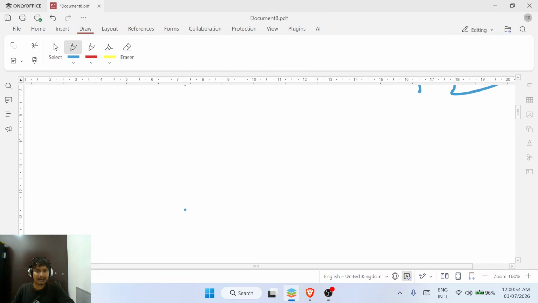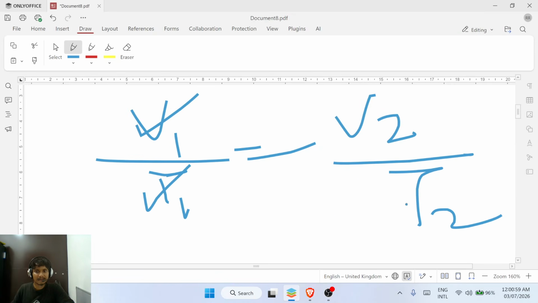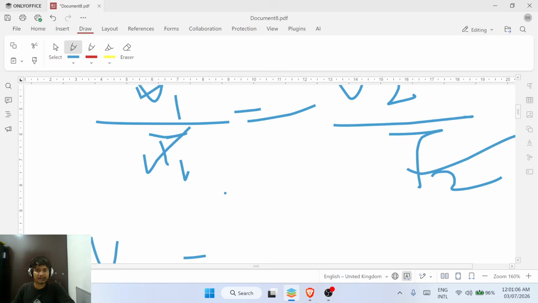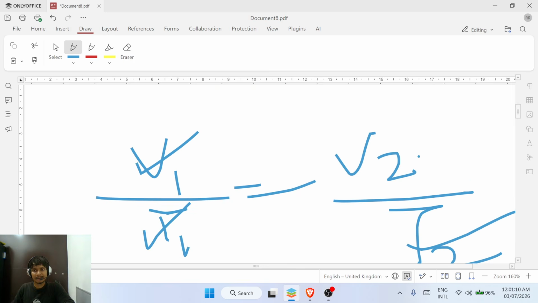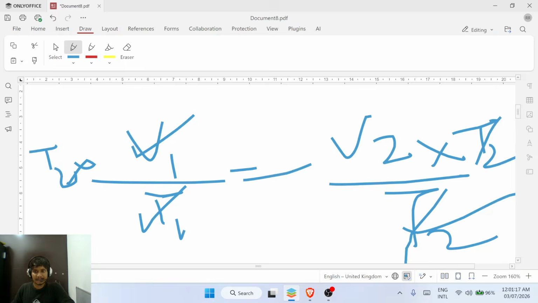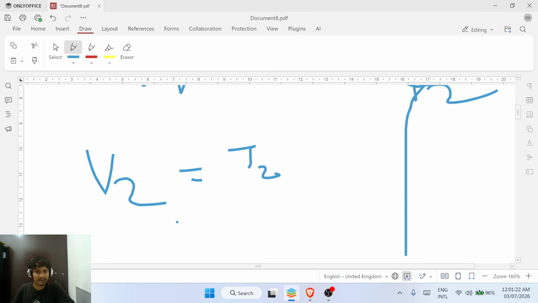Now we have to find V2. We know V1, T1, T2, but we need to find V2 to find the work done. Therefore, V2 is equal to T2 by T1 into V1. I multiply by T2 on both sides, so T2 and T2 will be cancelled. Therefore, V2 is equal to T2 by T1 into V1.